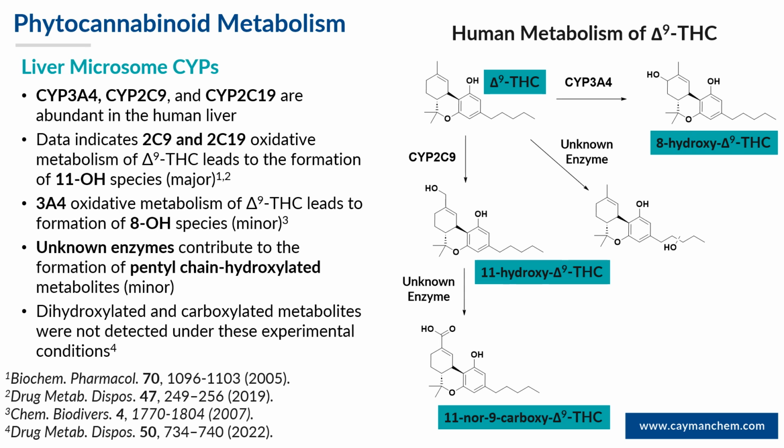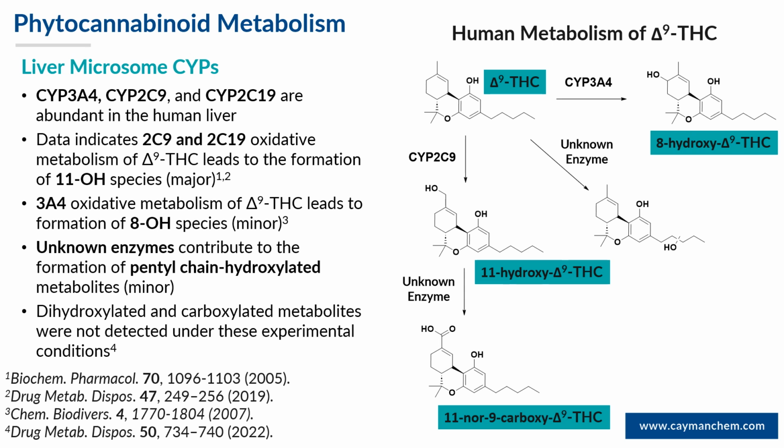We know that the human liver contains a variety of CYP isoforms, and research on Δ9 indicates that CYP2C9 and 2C19 are responsible for the major oxidative metabolism of Δ9 to give 11-hydroxy-Δ9-THC. Isoform 3A4 is responsible for oxidizing Δ9-THC to the minor metabolite 8-hydroxy-Δ9-THC. There are other enzymes involved in the conversion of 11-hydroxy-Δ9-THC to the 11-nor-9-carboxy-Δ9-THC, and even less is known about the enzymes involved in converting Δ9-THC to a tail chain hydroxylated metabolite.